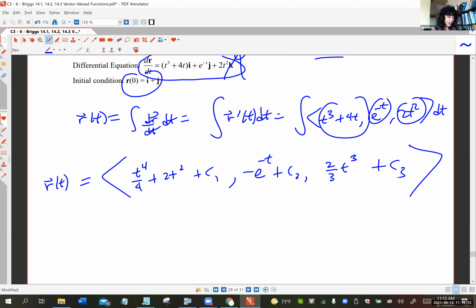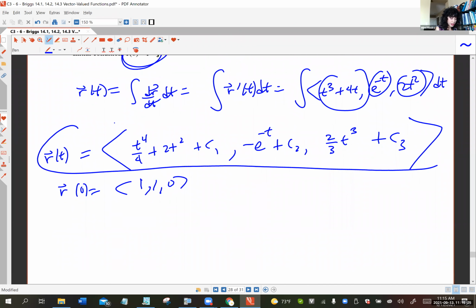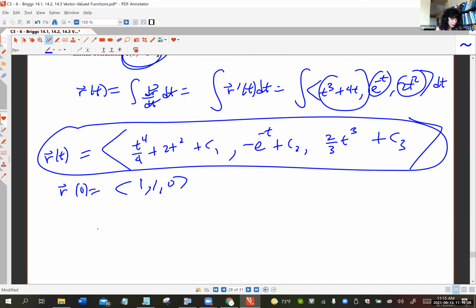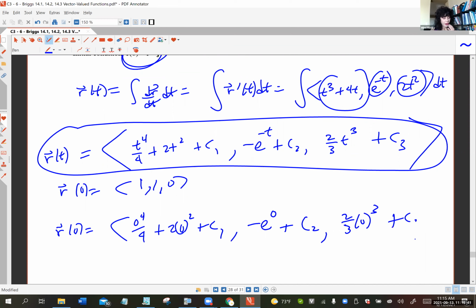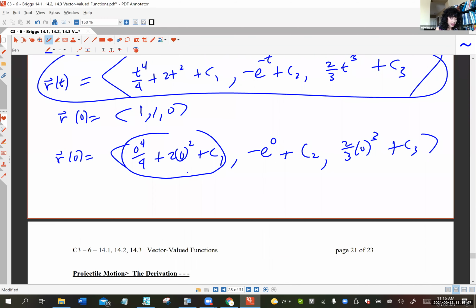Now what? Well, they gave you an initial condition. They told you that r evaluated at 0 seconds is the vector with components 1, 1, and 0. So we want to substitute t equals 0 into our big old r of t. And this is where you have to be kind of careful, because a lot of people go on automatic and they think, oh, I know how this is going to roll. So the first component here is basically just c1, and you want to equate these two vectors.